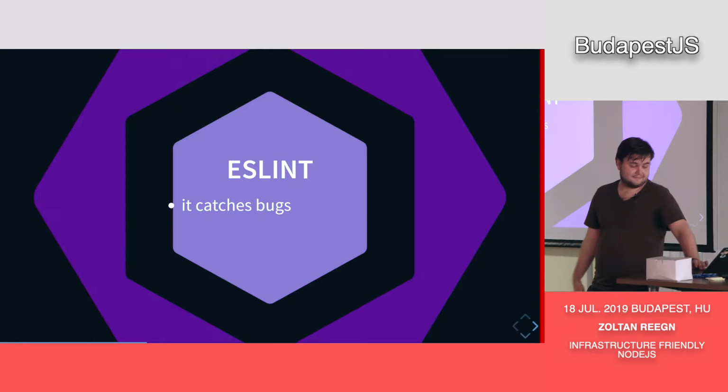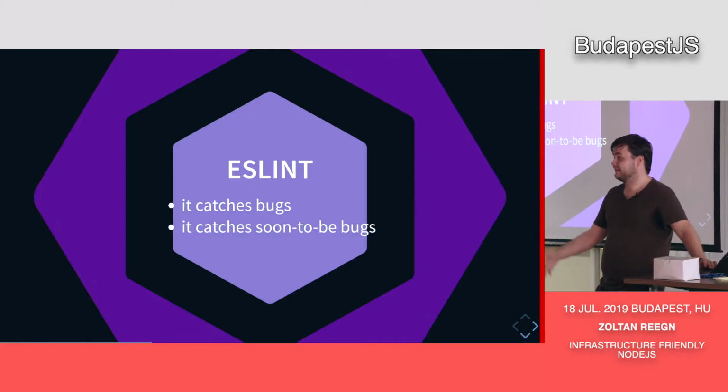So it catches bugs, and it catches soon-to-be bugs. Because, yeah, not everything that's caught with ESLint rules is inherently a bug, but it's bad code. And bad code will turn into bugs.